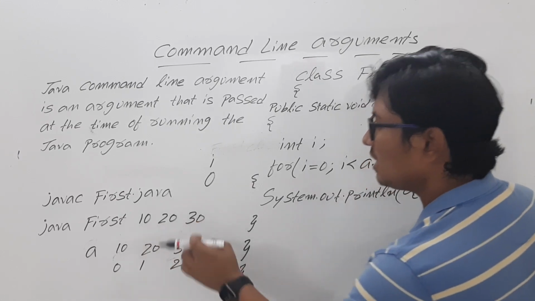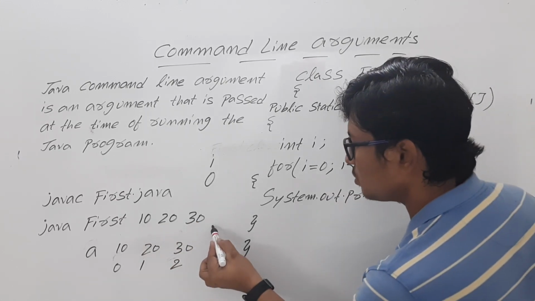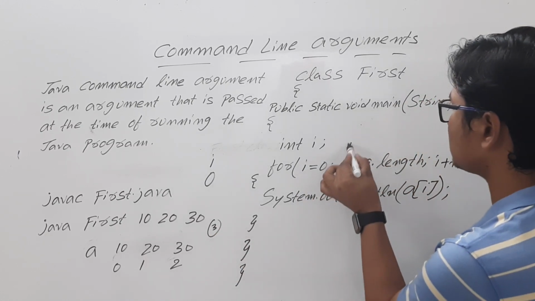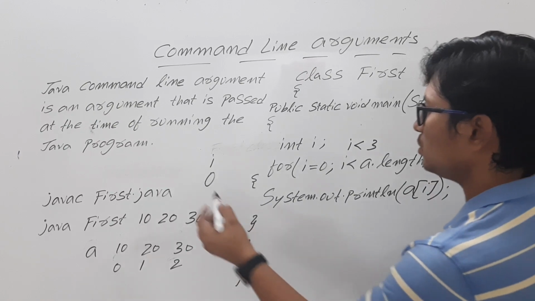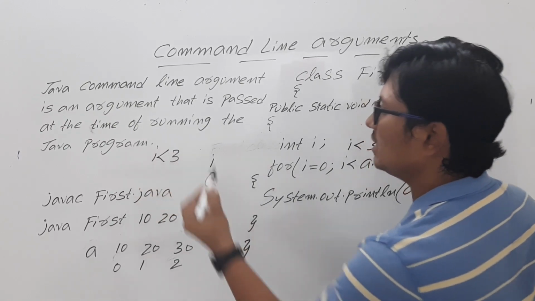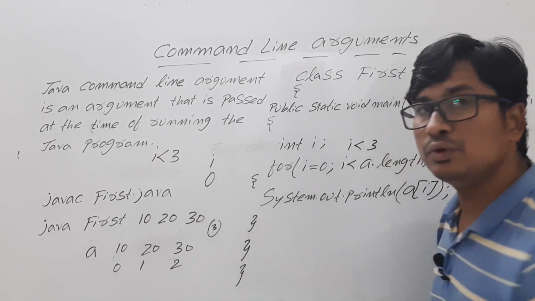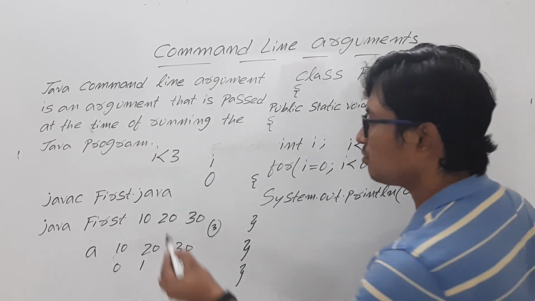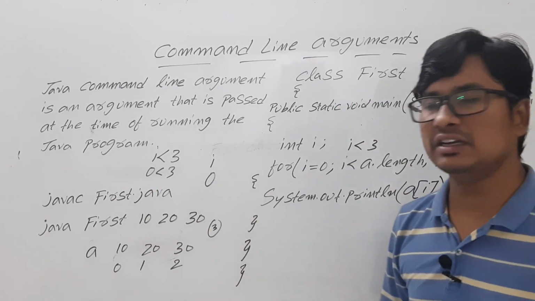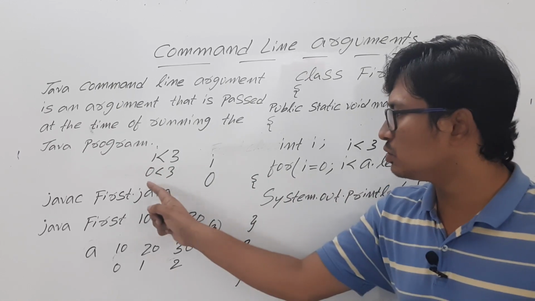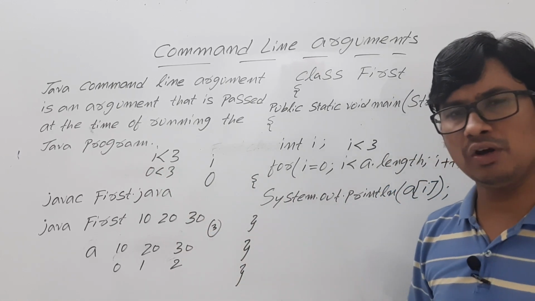The condition is i less than a dot length. So what is the length? The length is 3 because you have 3 inputs. So i is less than 3 here. Are you able to understand it or not? So the condition you have written is i less than 3. Now you need to verify whether this condition is true or false. 0 is less than 3. Yes, because the i value is currently 0. Is the condition true or false?